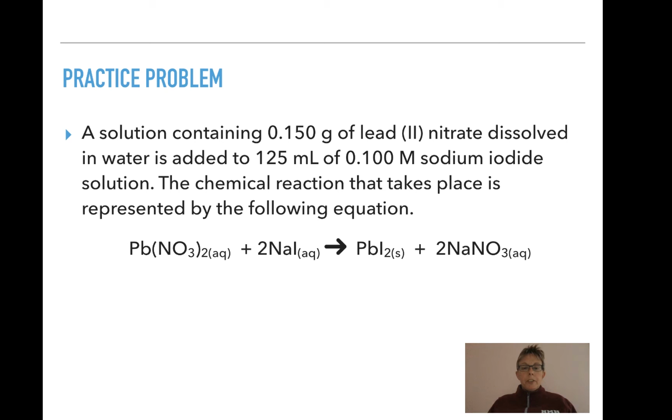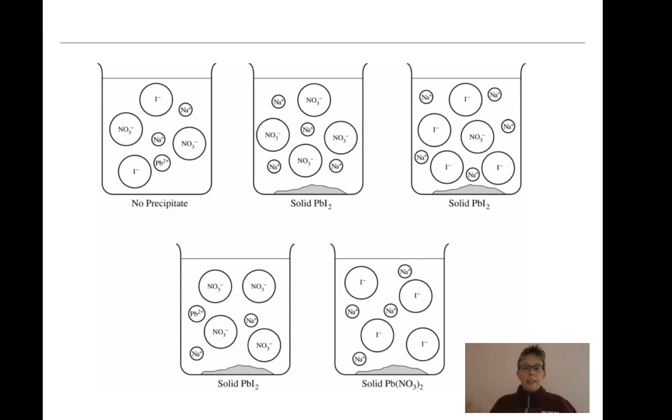However, given the information that you have here, I want you to take a look at these 5 particle diagrams, and choose the diagram that you think best represents the reaction in the practice problem. Feel free to pause the video and rewind if you want to take a look at the problem again, or you just want to have enough time to make the correct choice.